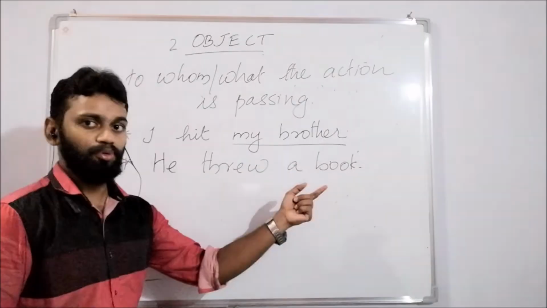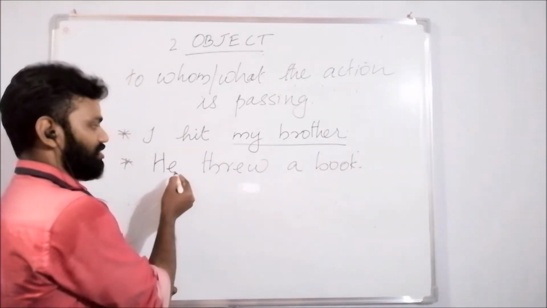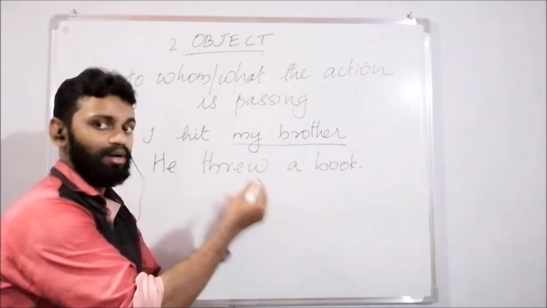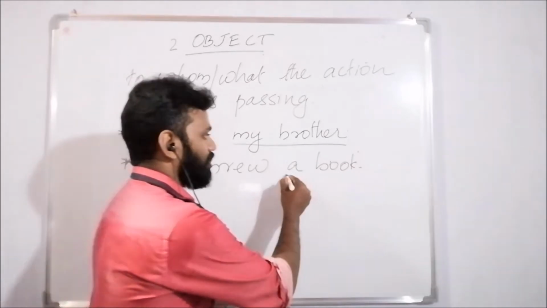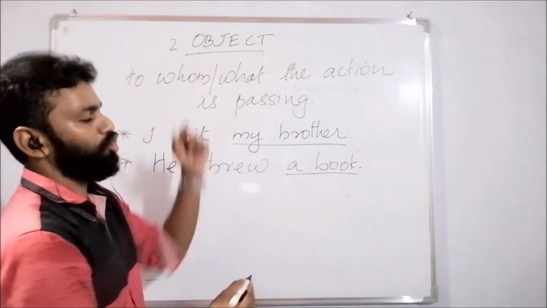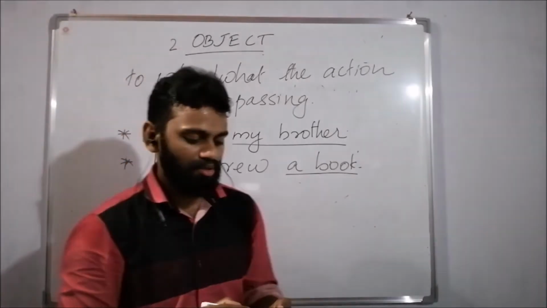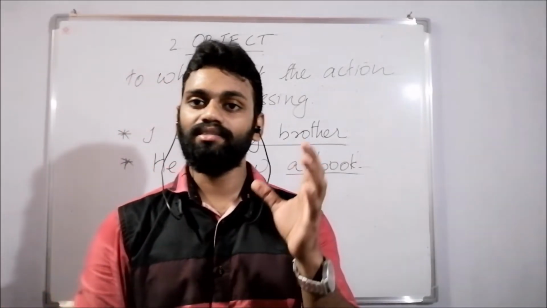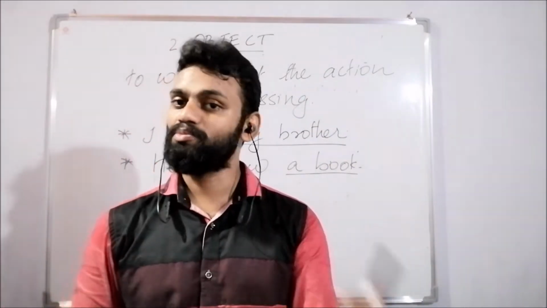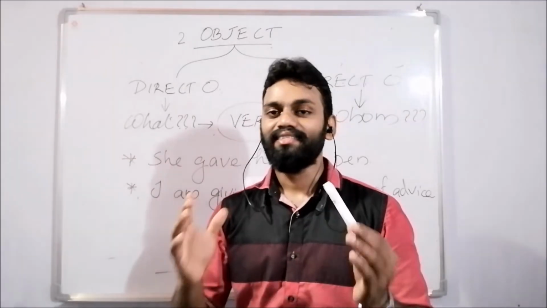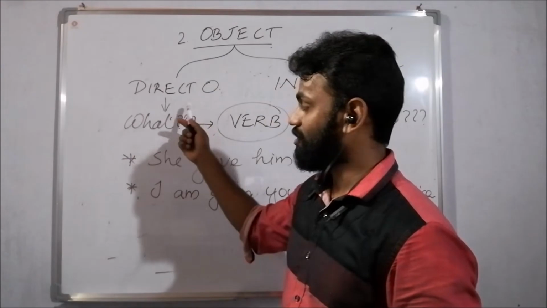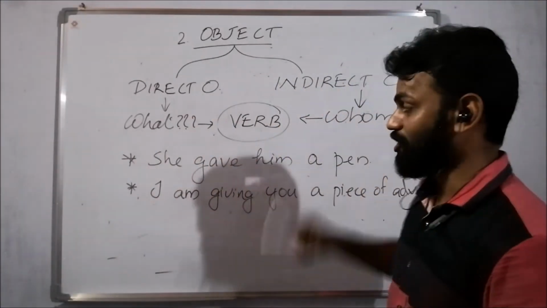Let's look at the second example. He threw a book. Now the person who is doing the action or the subject is he, the action is threw, and what did he throw? A book. And this thing is the object in this sentence. So object of a sentence is the person or the thing to whom the action is passing. There are two kinds of objects in sentence. They are direct object and indirect object.